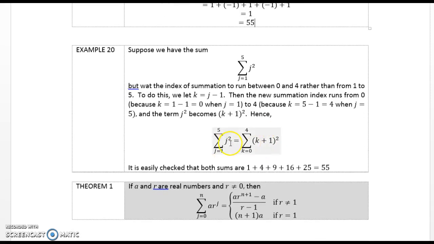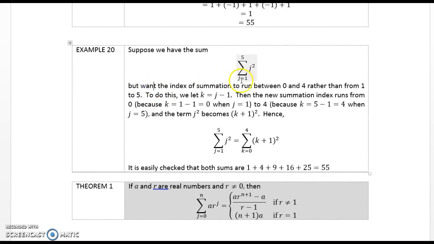Example 20. Suppose we have the sum from j equal 1 to 5 of j squared, but want the index of the summation to run between 0 and 4 rather than from 1 to 5.